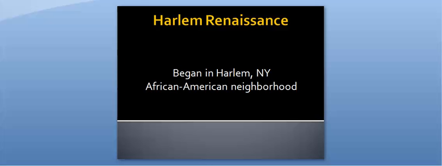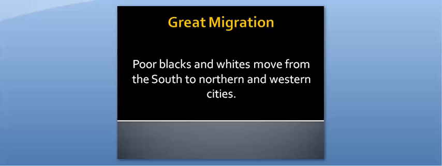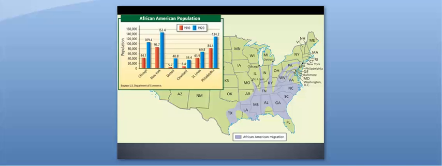The Harlem Renaissance began in the Harlem neighborhood of New York City. This was a black neighborhood or ghetto. The term ghetto really just refers to an ethnic neighborhood. Many African Americans from throughout the country, especially from the South, had moved here to find a better life. This mass movement from the South to northern and western cities was called the Great Migration.